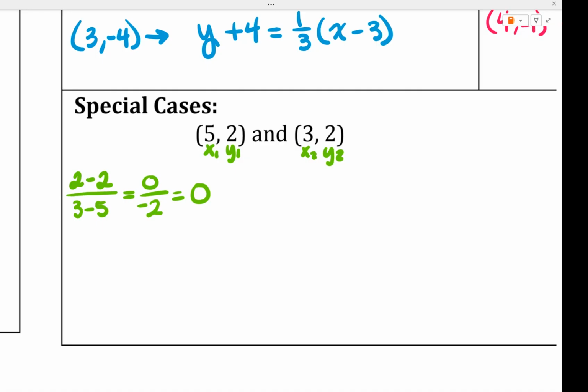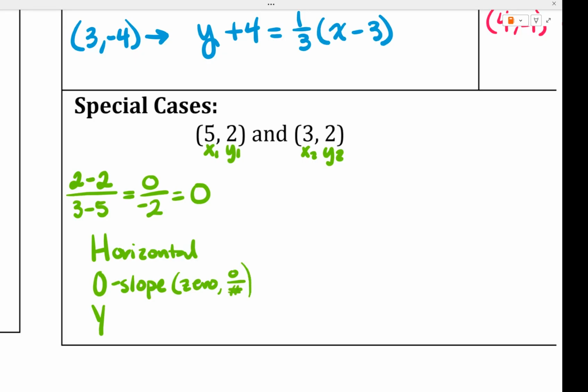So if it has a slope of 0, we want to remember what kind of lines have a slope of 0. HOY tells us that horizontal lines have a slope of 0, as in the number 0, which is 0 over the top of a fraction. And HOY tells us that horizontal lines, which go left to right, have an equation that says y equals a number. That's the equation.